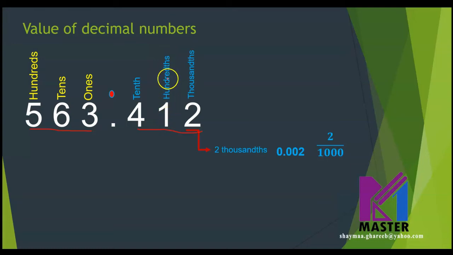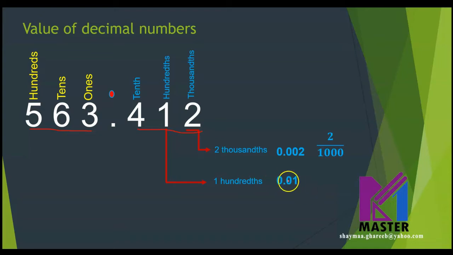I have 1 in the hundredths place, so I can write its value as 1 hundredth. Or I can write it as a decimal, which has 2 decimal places, because this is the hundredths and it is the second decimal place.